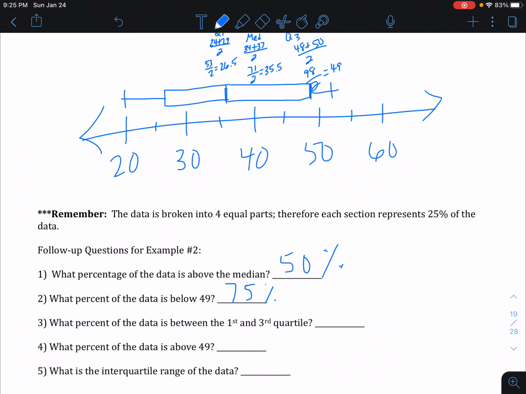Number 3, what percent of the data is between the first and third quartile? Well, that would be the middle half. The whole box is 50% of the data. Each little box is 25. So number 4, what percent of the data is above 49? That would just be this whisker, and that's 25% of the data.